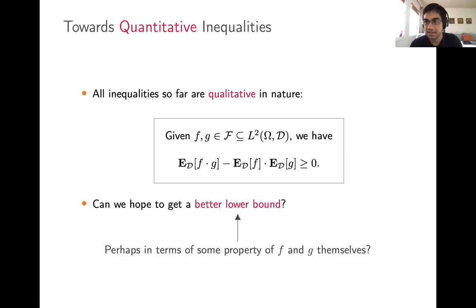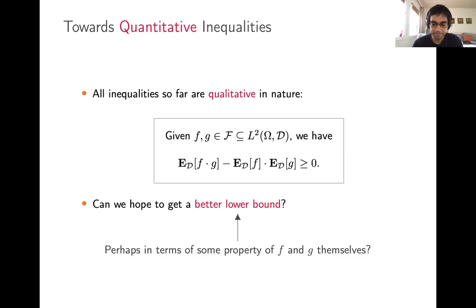One thing to note about both these statements, in fact, all the inequalities in the previous slide, is that they're all qualitative in nature. All they say is that this correlation between any two functions belonging to some family is non-negative. And so it's natural to hope for a better lower bound on this correlation, perhaps in terms of some property of the functions that we are considering.